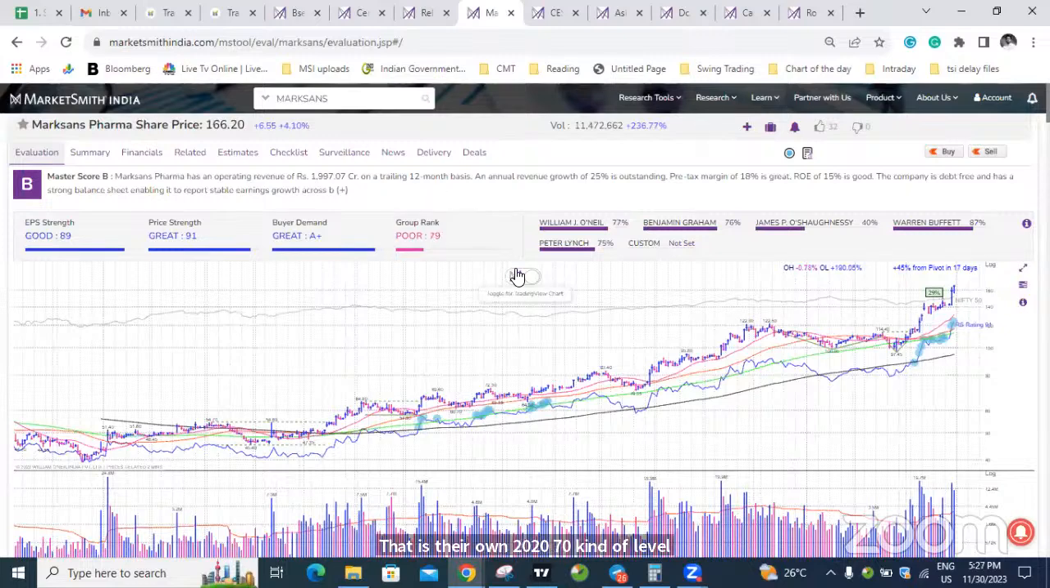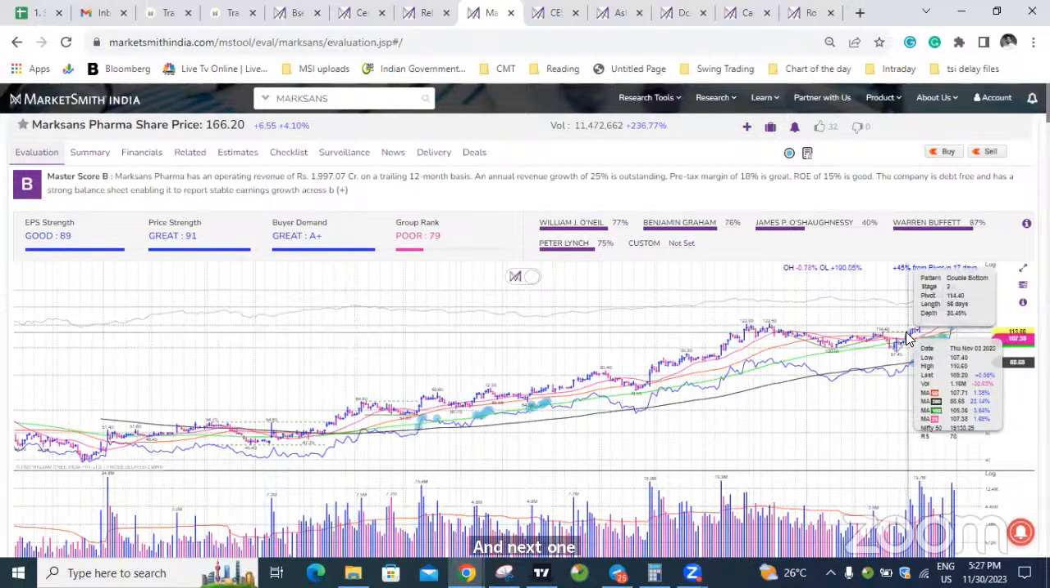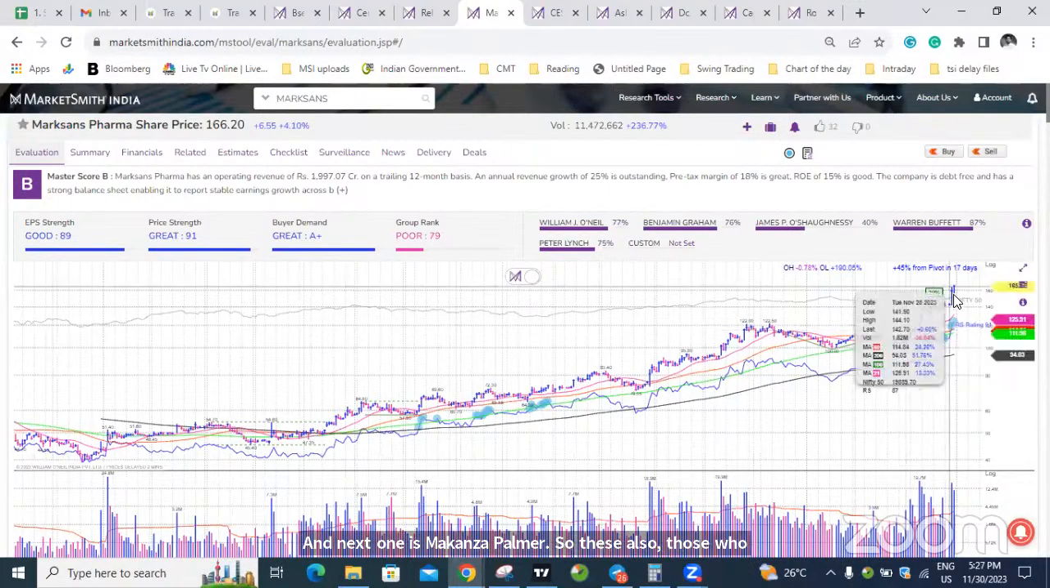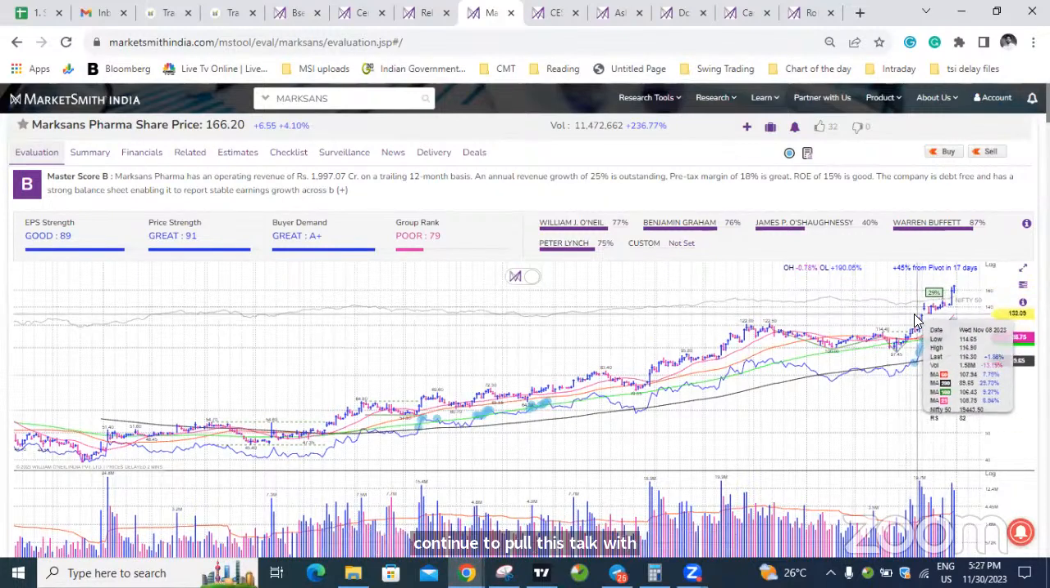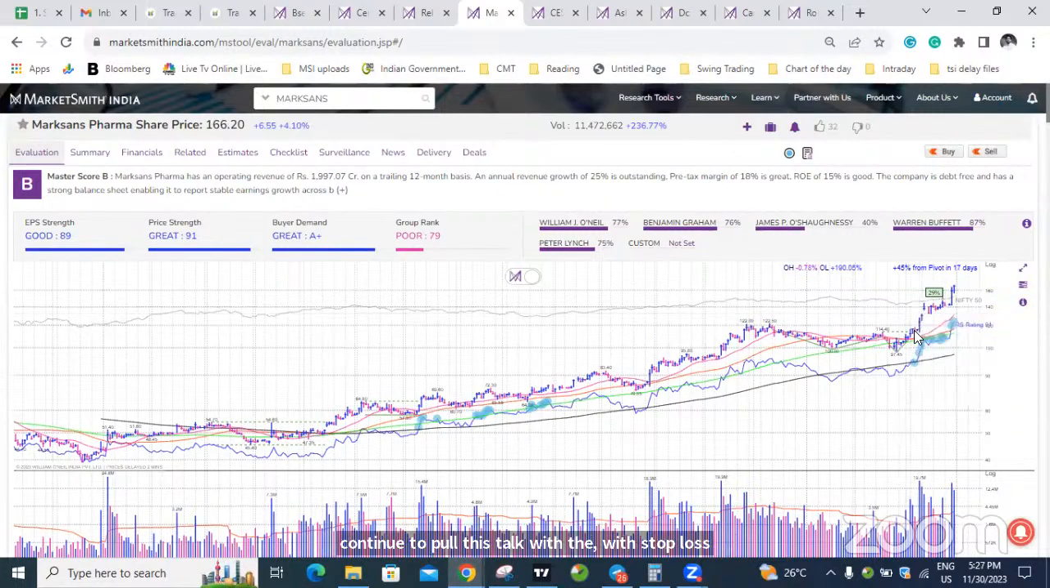And next one is Marksans Pharma. So those who bought much earlier at the pivot level can continue to hold this stock with a stop loss around 21 DMA. And at the current juncture, a fresh position can be avoided in this particular stock.